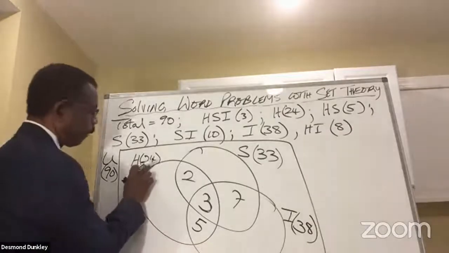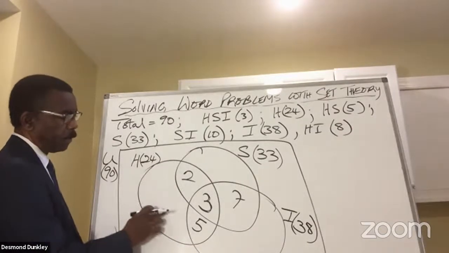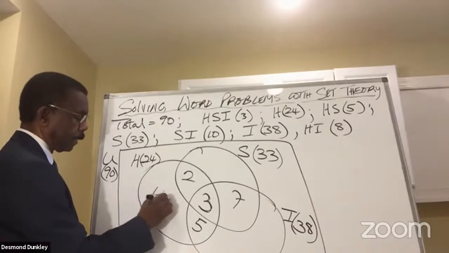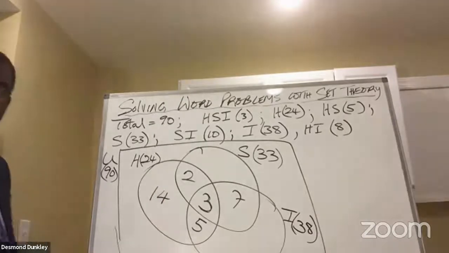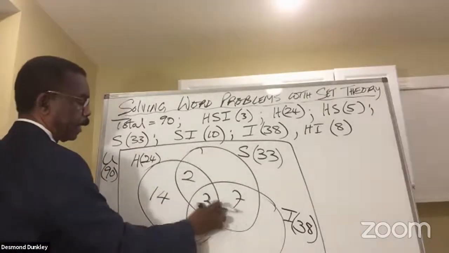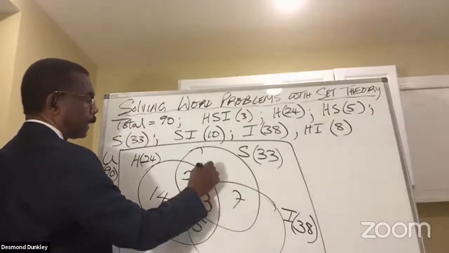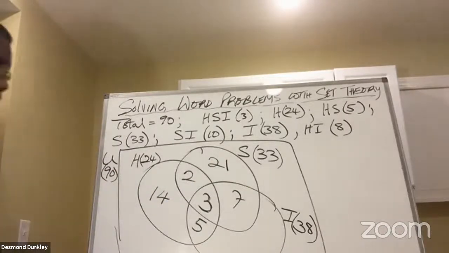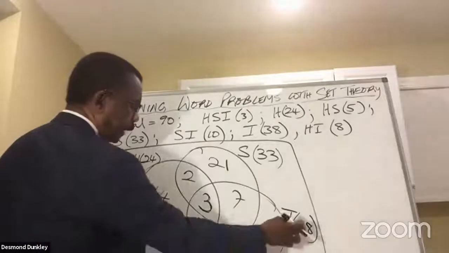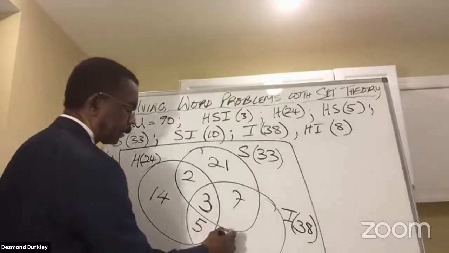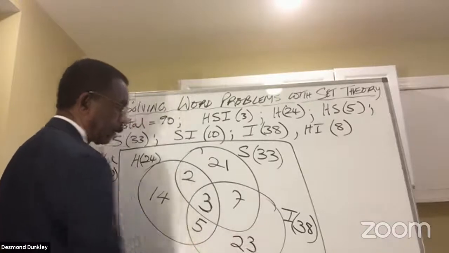If this is 24, the whole thing is 24, and this is 10, this has to be 14. If the whole thing is 33, and this is 12, then this has to be 21. The whole thing is 38, and this is 15, and this has to be 23.